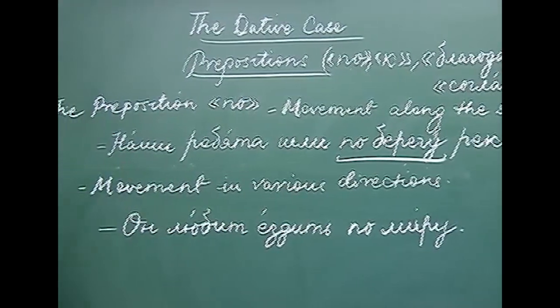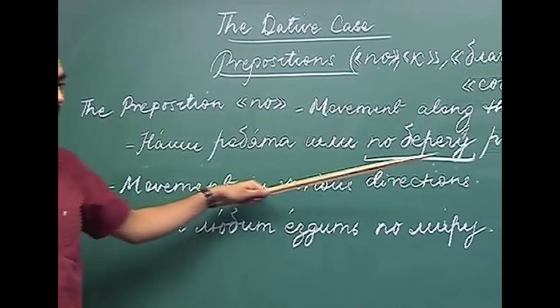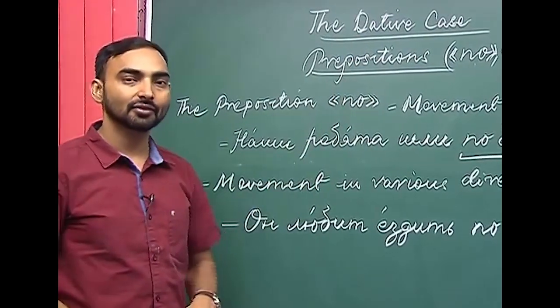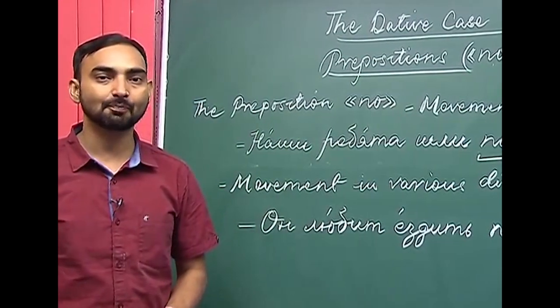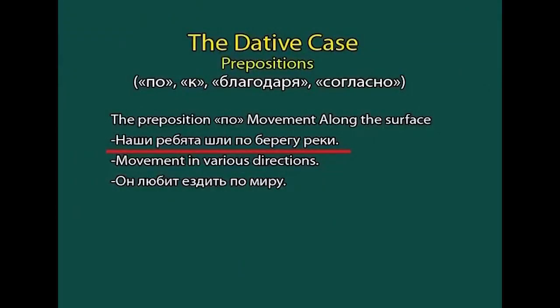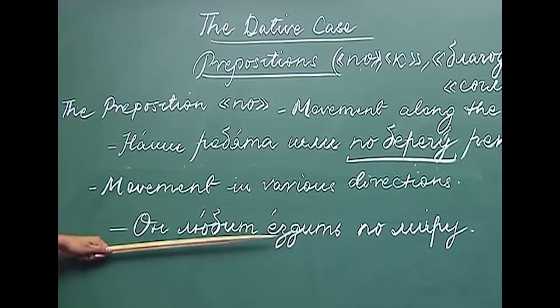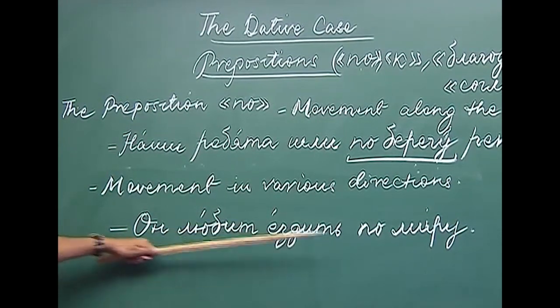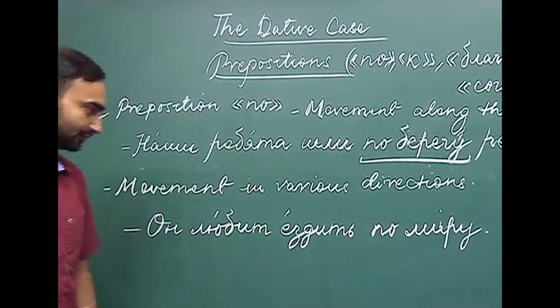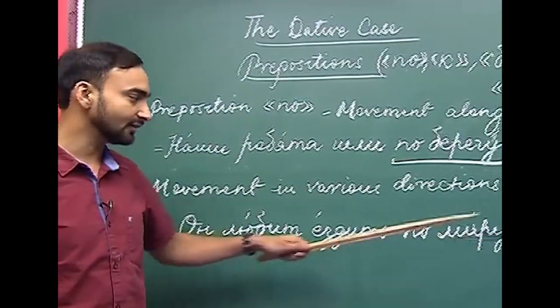The next meaning it conveys is movement in various directions. If the direction is not fixed, you are going here, there and from there to there, in that case we use the preposition pa, and after pa a noun in the dative case. For example, on ljubit jezdit po miru. Mir is world, jezdit is to travel, ljubit is to love. So, he loves to travel around the world, or across the globe. That is how you can translate this sentence into English.